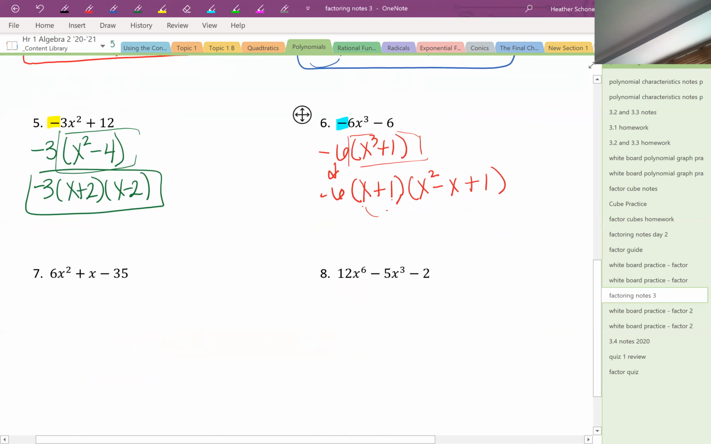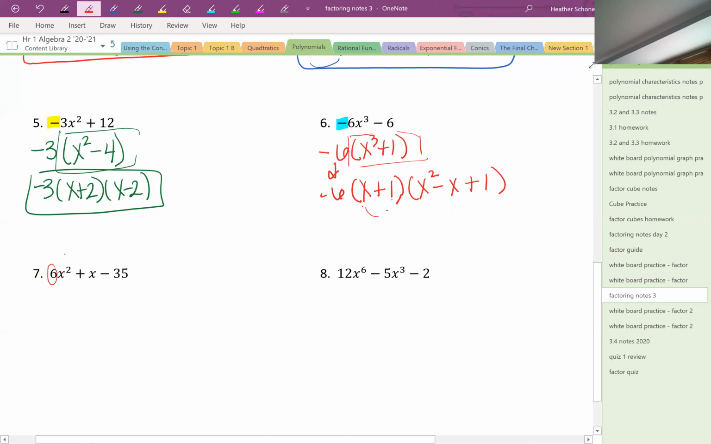Okay, 2 more. Number 7. First thing we look for is the greatest common factor. We do not have one. So we need to decide if it's a binomial or a trinomial. Well, this one is a trinomial. So when it's a trinomial, we have to decide if the leading coefficient is 1 or not 1. This one is 6. That means it's not 1. So we have to split the middle term.